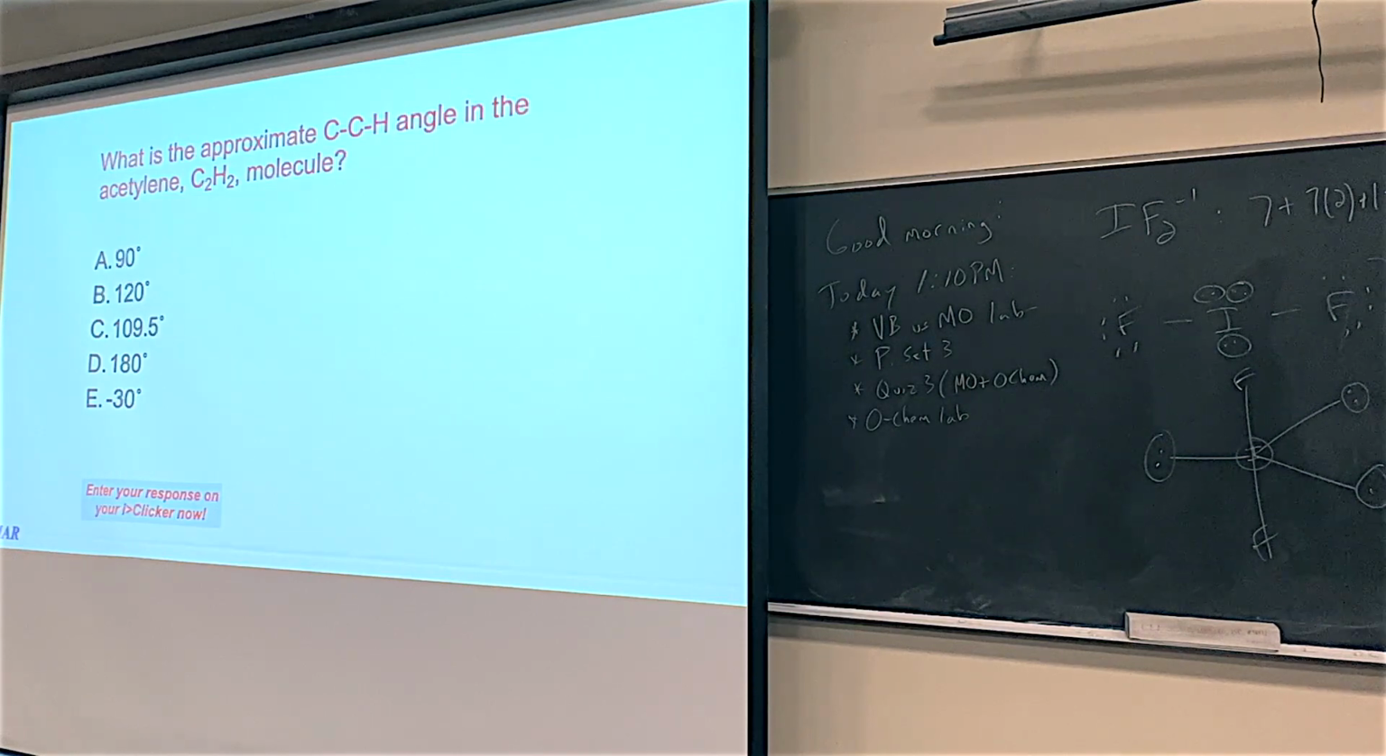Acetylene is a molecule that we're going to talk about today. Acetylene is also known as ethyne. I'd like you to try and figure out what the approximate carbon-carbon-hydrogen bond angle is. You can draw the Lewis structure for C2H2 if you don't know what it is. If you do know what it is, you can figure out what the bond order is going to be. See if you can figure out which of those would be a great bond angle for C2H2.